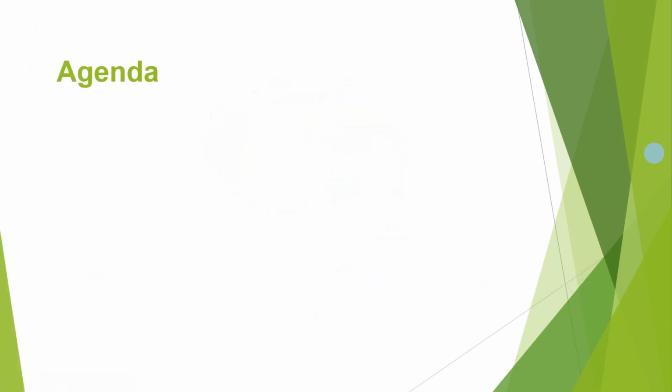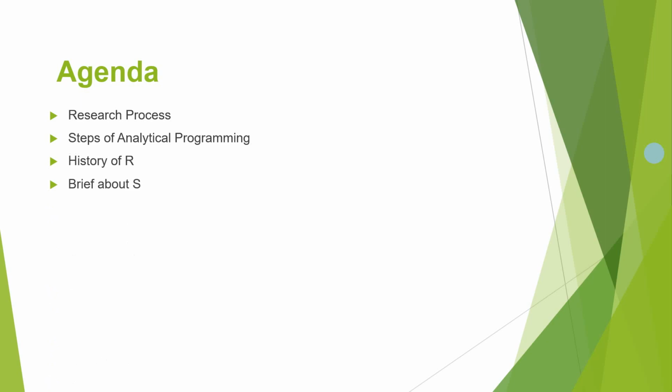Okay, so let me tell you about the agenda. Initially we will touch upon the research process, what exactly is done in the research process, and after that we will start covering the steps of analytical programming. Based on that, we will touch upon the history of R and a brief introduction to the S programming language, because R is derived from S. After that we will touch upon an introduction to open source software, what exactly open source means and how you can download and utilize such software on your computer, in your research.